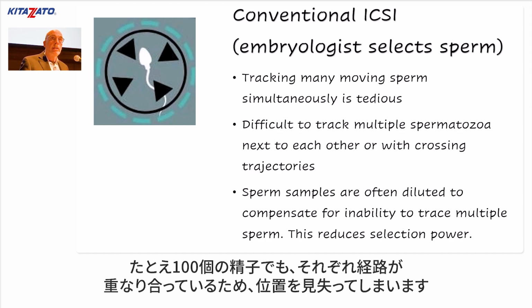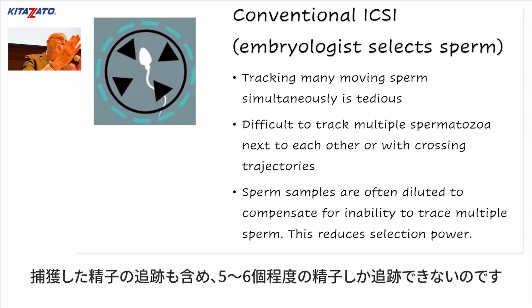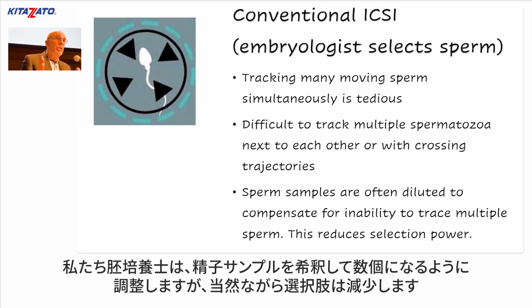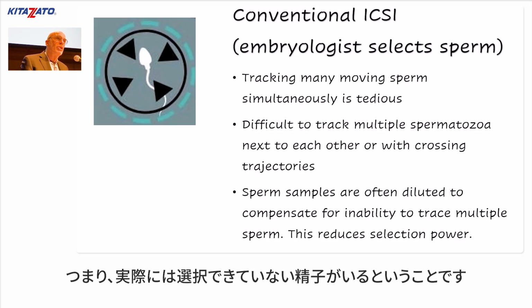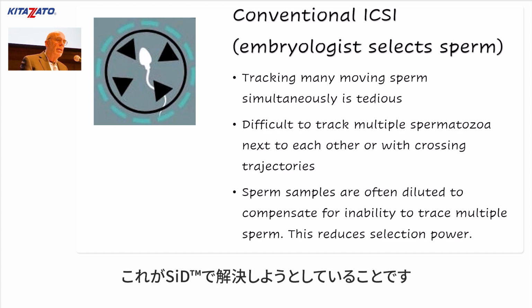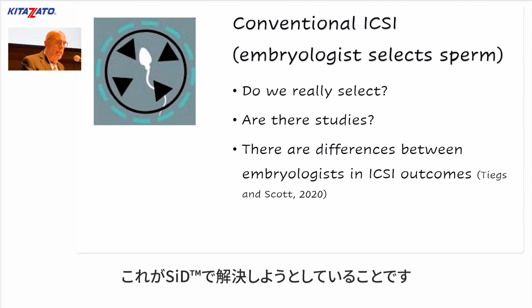And even if we track 100, we would lose their positions because all those pathways overlap. And you can only do that for about 5 or 6 sperm, keeping track of the previous sperm that you have just scored. So what we do as embryologists, and I would do it too, you dilute the sperm sample so you only see a few sperm. But that, of course, reduces your selection power. That means that you're actually not selecting sperm that well. And so that's what we try to solve with SiD.